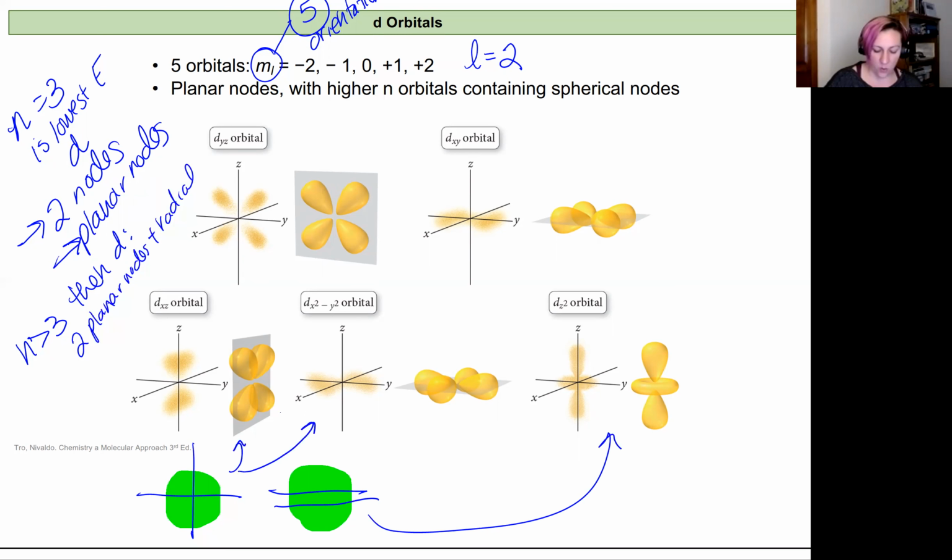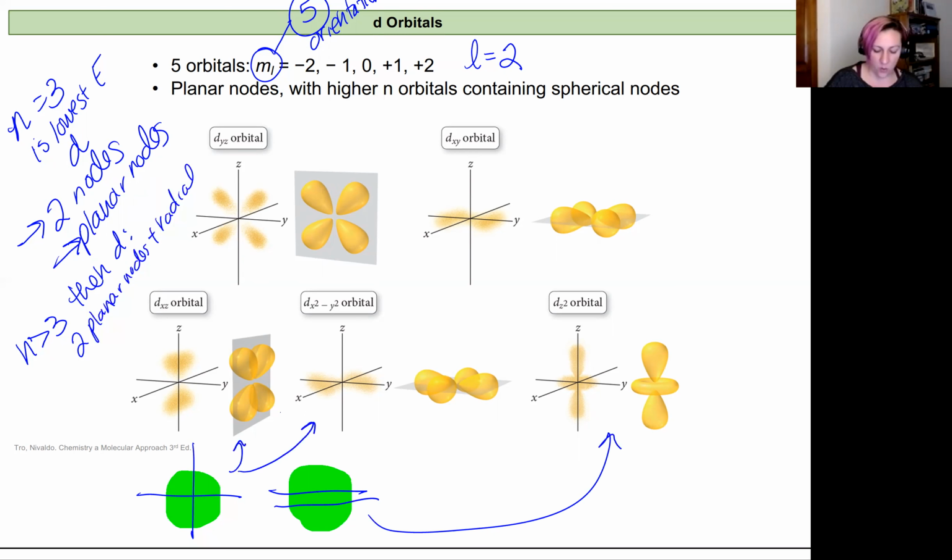And then our dz squared is the pretty one that looks like a weird balloon donut. And so for this one, it's really important to label your x and y axis to look at these 5 different orientations, and for the p orbitals too.